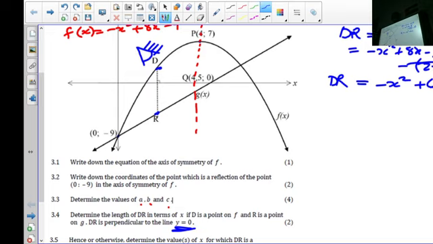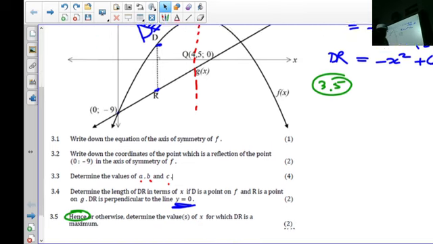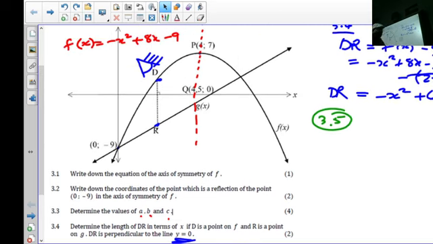Okay. Then in question 3.5, it says hence or otherwise. So hence, if it says hence, we must use the previous calculation. Okay. Hence or otherwise, determine the value of the values for x, for which dr is a maximum. Okay, let's see what else does it say. Yes, dr is at the maximum.